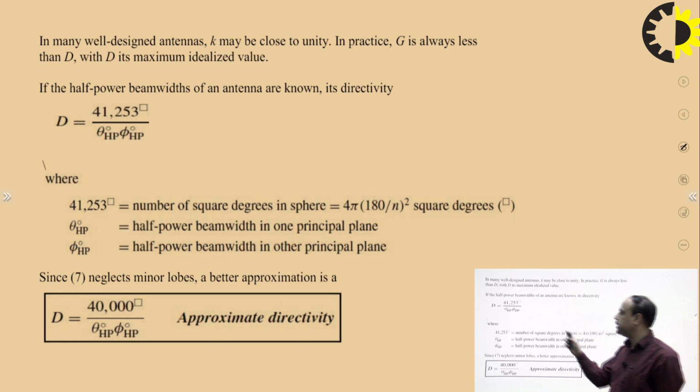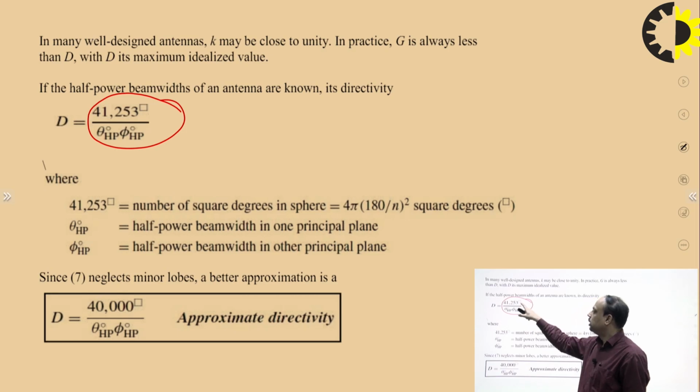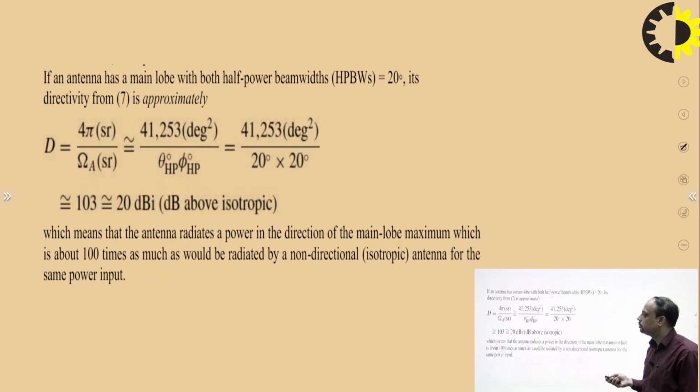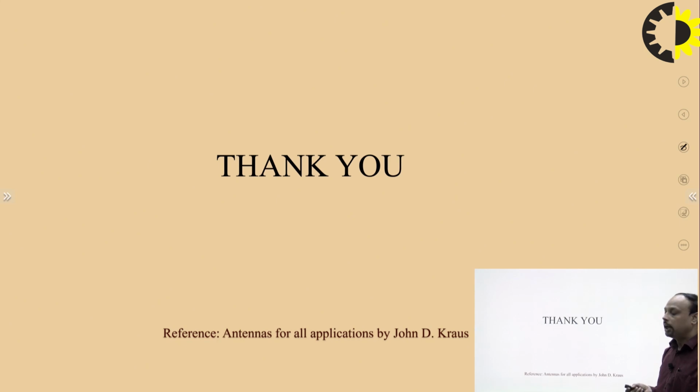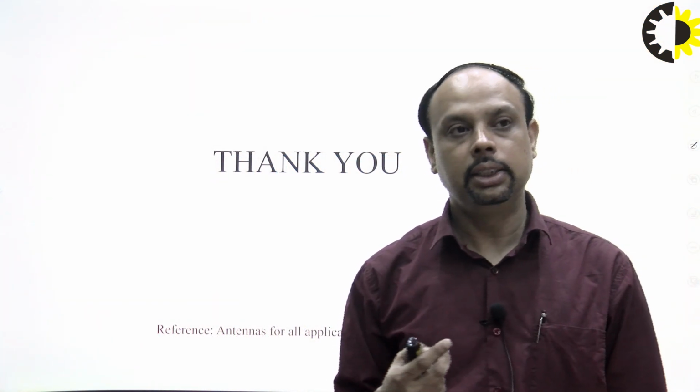Directivity is also represented in square degrees as 41,253 square degrees divided by the product of the half power beamwidths in the theta and phi planes. So this is nothing but 20 dBi for a 20 by 20 degree half power beamwidth in the theta and phi planes. These are the different parameters of the antenna that we discuss over here.